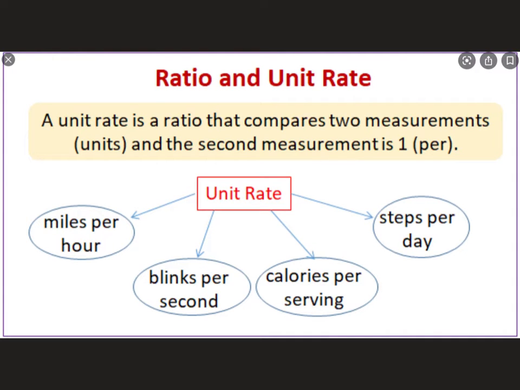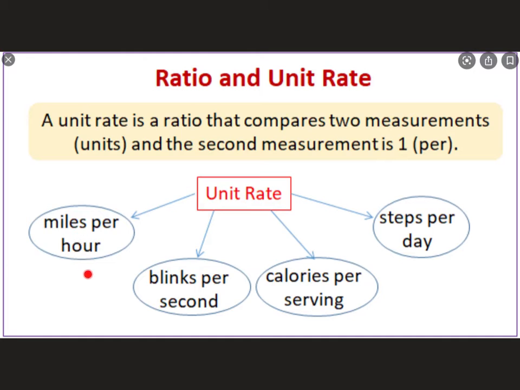Okay, if you're on this slide, that means that you must have your interactive notebook out in front of you, and you've got the table of contents updated, that it says unit rates. You've got that down there. A unit rate is a ratio that compares two measurements, and the second one is going to be one. Remember, that's the whole unit rate. It's the idea that it is per one.